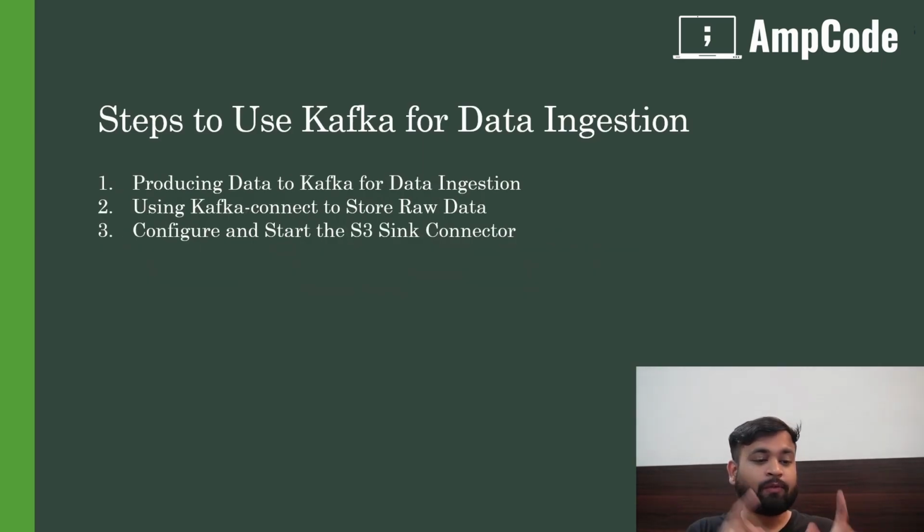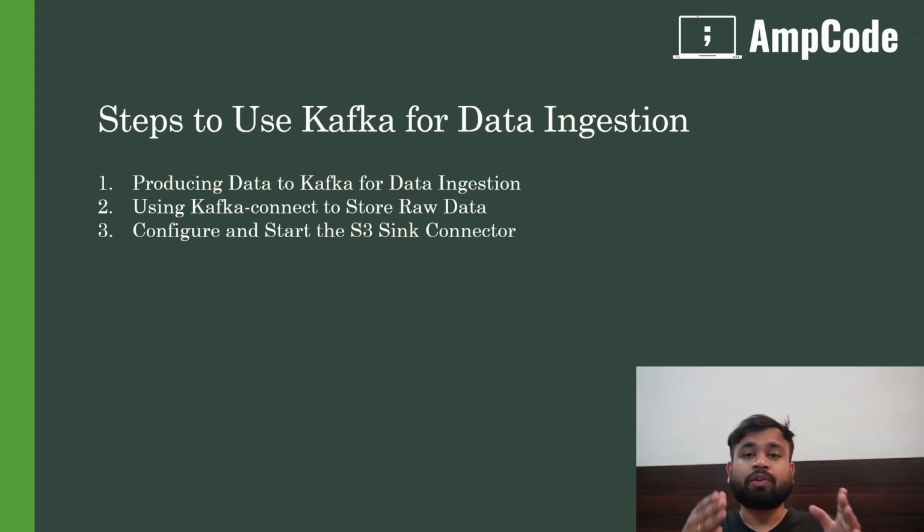So basically the first step is producing the data to Kafka for data ingestion. Our data could be coming from multiple sources, which are event based sources. It could be coming from a temperature sensor, an IoT device, or a website. So this data will be coming at a huge volume, high velocity, and from different sources in real time. You don't have to mess up with the ETL approach here.